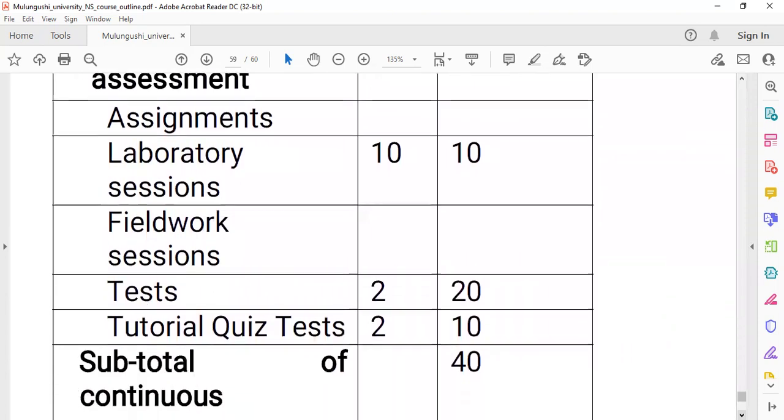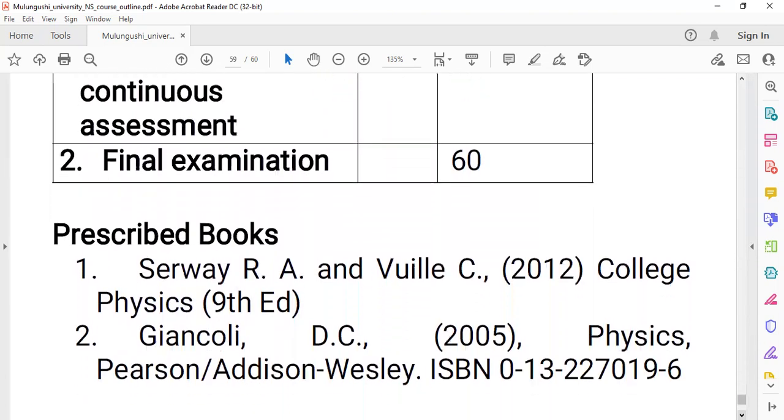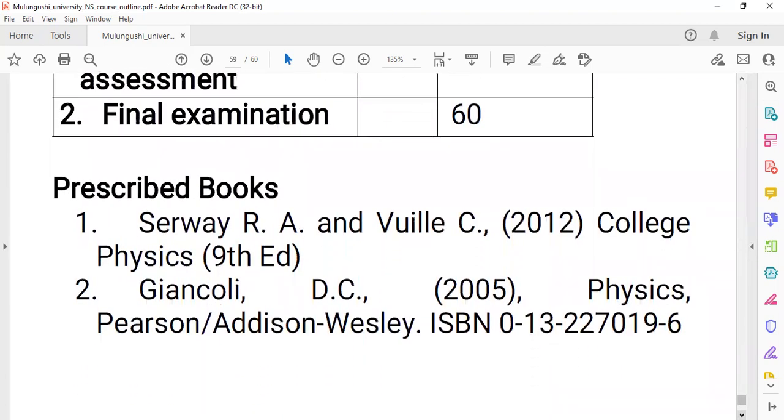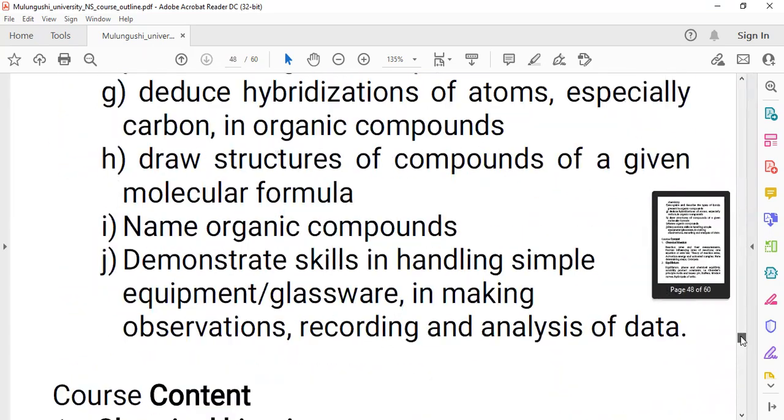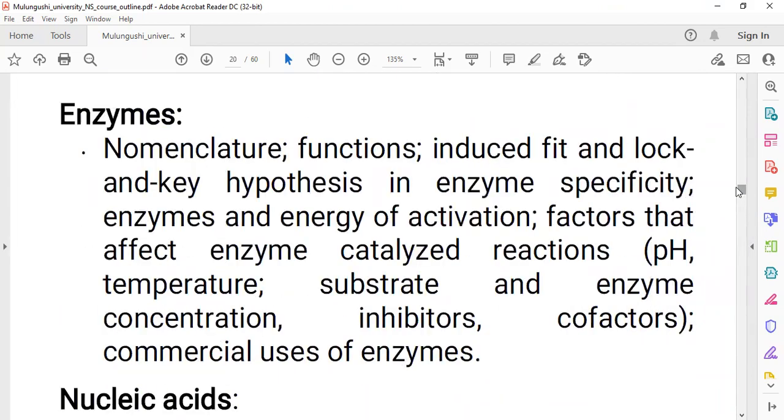Then the assessment is also 40% coursework and a final exam. It's the same with the prescribed books: College Physics, Pearson. So that's the course outline for Mulungushi for the first years, natural science.